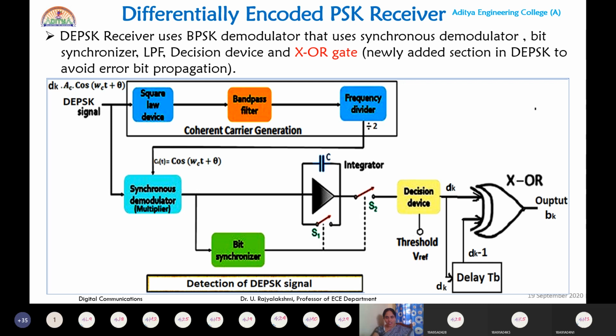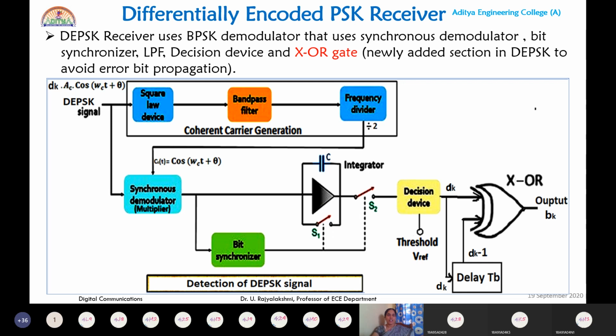We'll focus only on the phase variation because for phase shift keying especially, we don't have amplitude or frequency variation. We'll have only phase variation. So that's why we assumed plus theta as the phase variation that occurs due to the noise present in the channel. So what is the received DEPSK signal? Transmitted signal is dk into Ac cos omega ct. Received is dk into Ac cos omega ct plus theta.